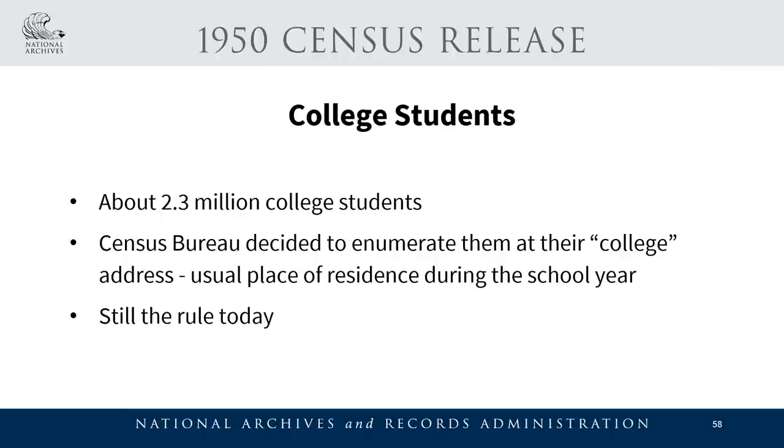In 1950, there were about 2.3 million college students. The Census Bureau decided to enumerate them at their college address, their usual place of residence during the school year. That was the first time that the Census Bureau really created that rule and stuck with it, and it's still the rule today. In prior censuses, such as 1940, college students were usually enumerated at their parents' address.